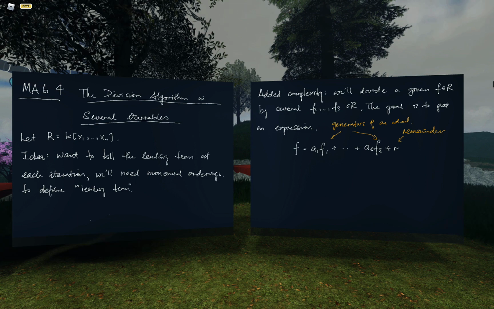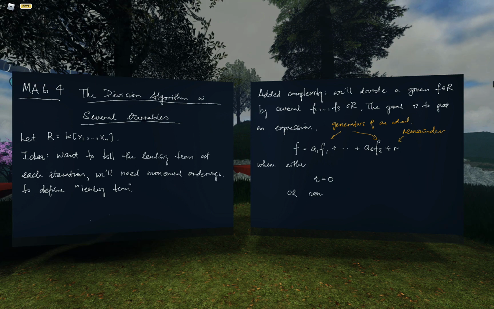And so we want to get an expression like this with a dichotomy where either R is zero, or the next condition is a little bit longer: none of the monomials in R are divisible by the leading term of the f_i's.